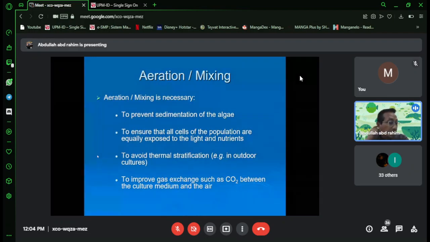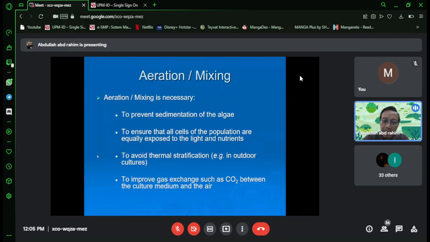Aeration and mixing, very important also. You want to make sure you do not leave it standing. These are the reasons for mixing: prevent sedimentation, to ensure the cells and population are equally exposed to light, to avoid thermal stratification. Thermal stratification is, in bahasa Malaysia, we call it perlintapan terma. Perlintapan terma, especially in outdoor culture where the pond is very deep. Okay. And then you want to make sure so that when you use mixing, you will improve gas exchange between CO2 and the culture medium and the air.